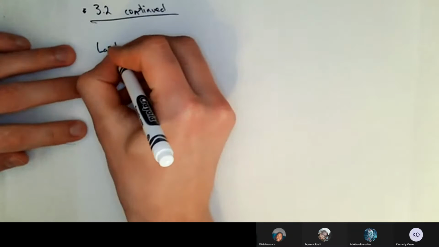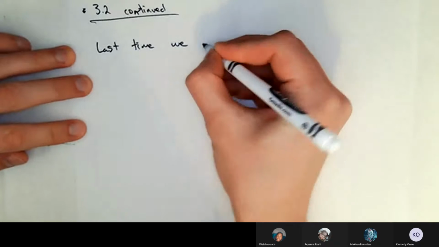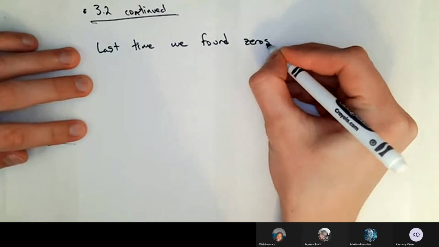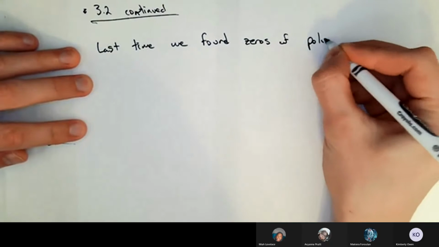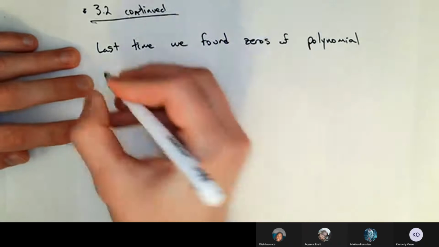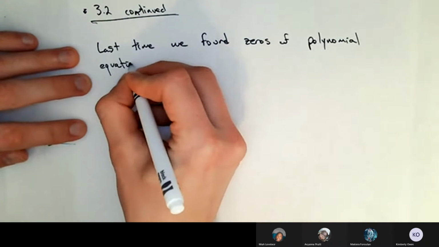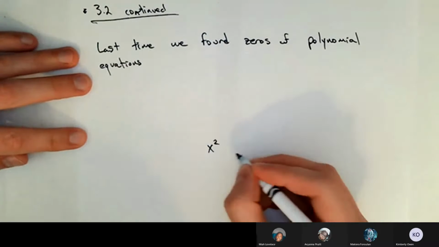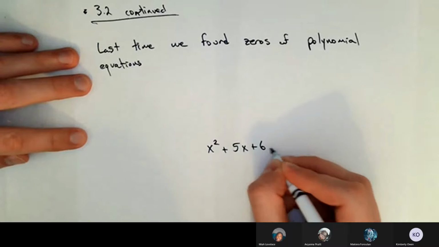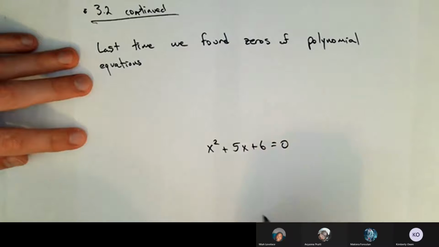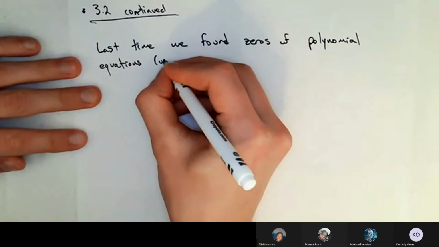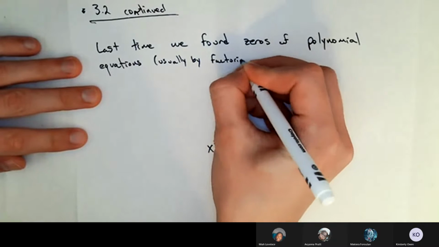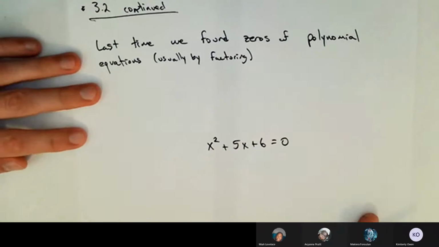So last time we found zeros of polynomial equations, like, for instance, we might have done something like this. We found the zeros of the polynomial equations, usually by factoring. That's pretty much the method that we have for finding zeros of polynomial equations.